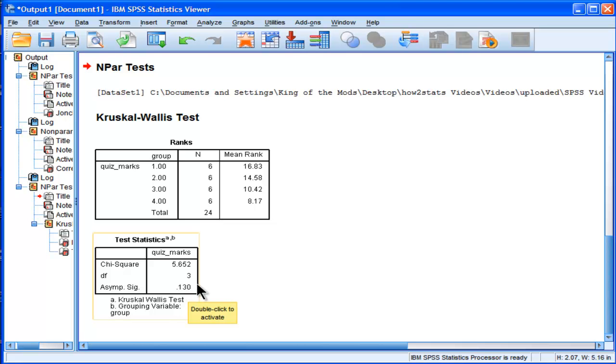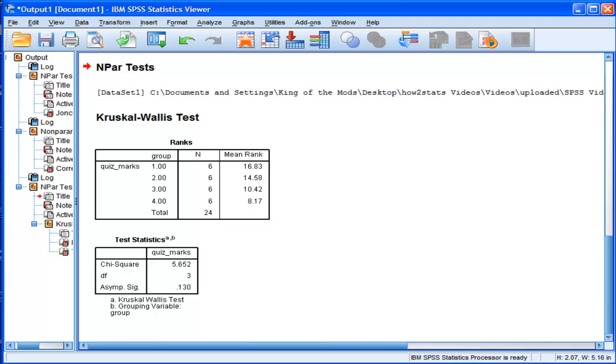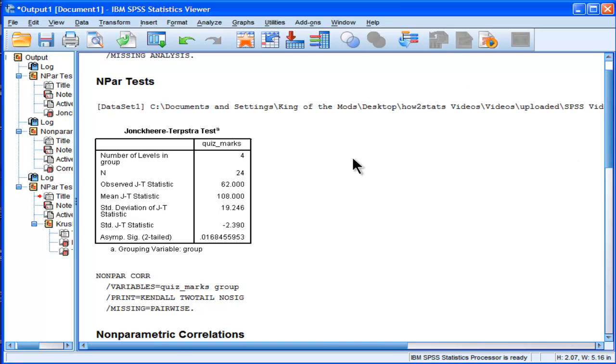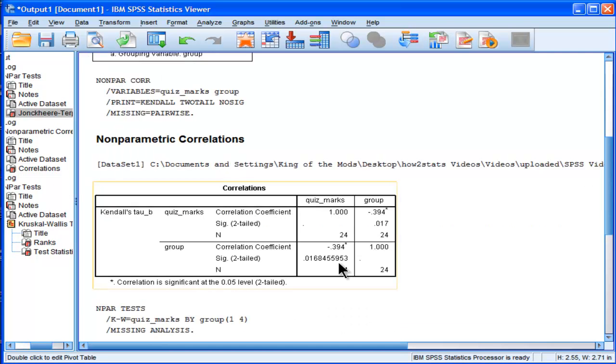So if you only knew about Kruskal-Wallis and you were afraid that your data were not normally distributed, and so you thought, oh, I have to do Kruskal-Wallis, you're not going to get a significant effect. But if you knew about Jonckheere's trend test, then you would get a significant effect. And then you could follow that up with Kendall's correlation test for an effect size, which is also statistically significant because it's based on the same principles.